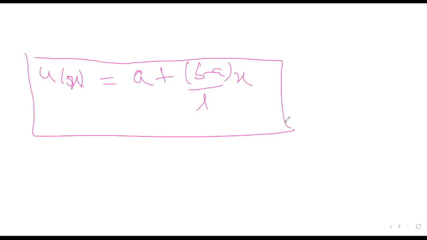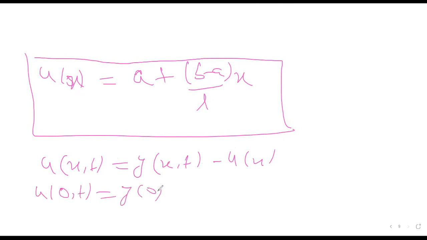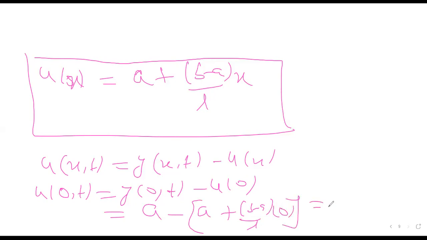Okay, why did I take this? Because now if I find the transient solution, which is y(x,t) minus u_s(x), so let's find it at (0,t). It will be y(0,t) minus u_s(0). What is y(0,t)? I know that at the initial end the temperature is A. What is u_s(0)? It will be A plus ((B minus A) by L) times 0, which is equal to A. So the difference is 0, right? So I got the boundary condition 0.